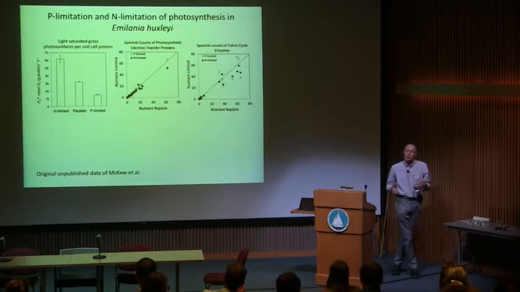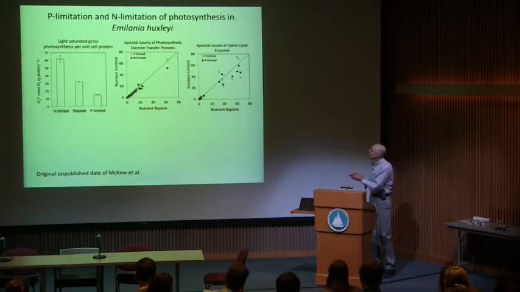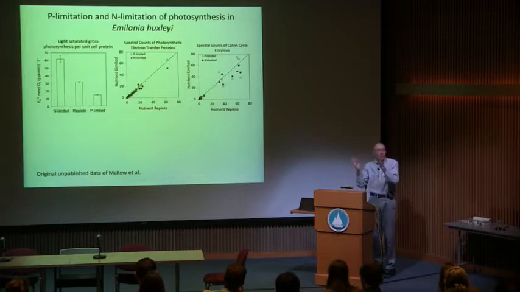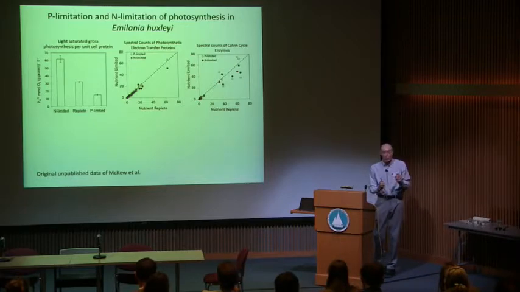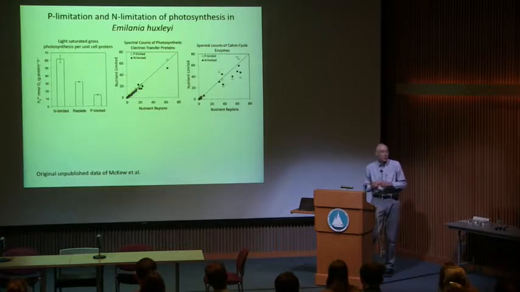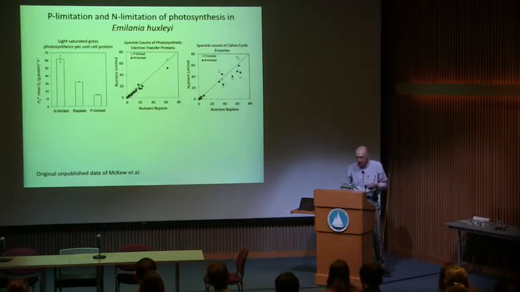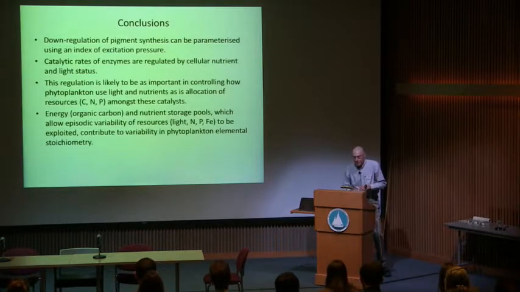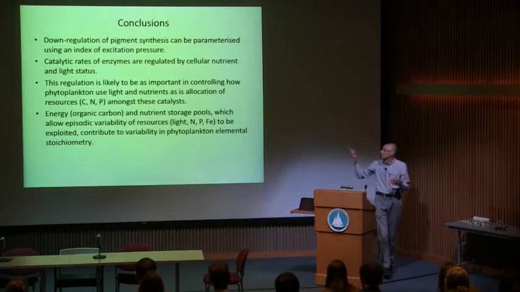So very conservative. We look at the Calvin cycle enzymes, there's a lot more scatter. But again, there's no divergence between nitrogen limitation and phosphorus limitation in terms of their contribution to the proteome. And it's not wildly different from the nutrient replete. So, that brings us to the conclusions.